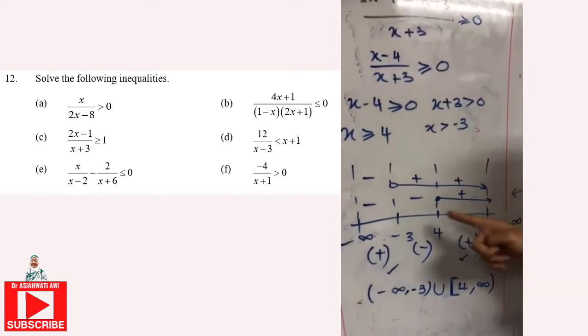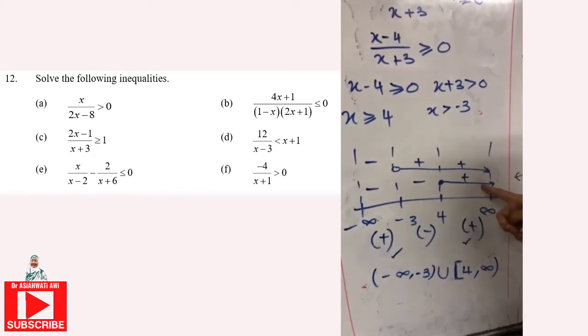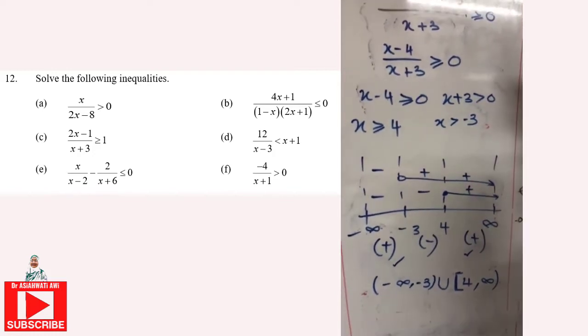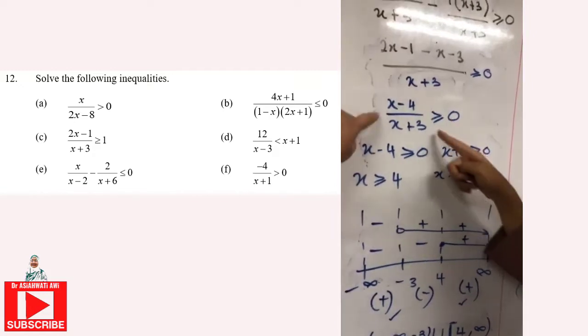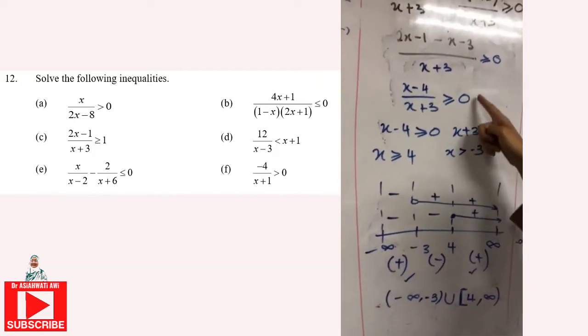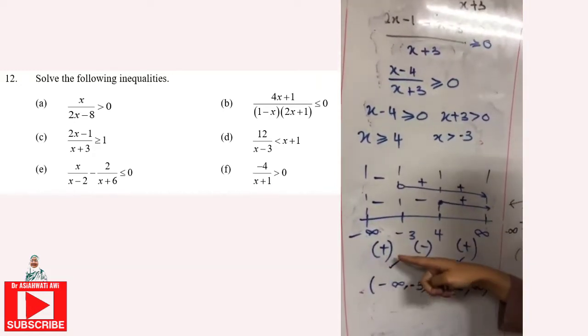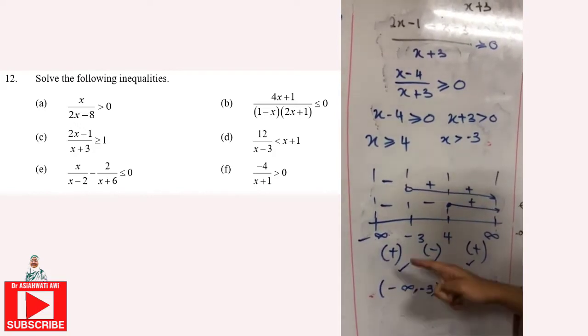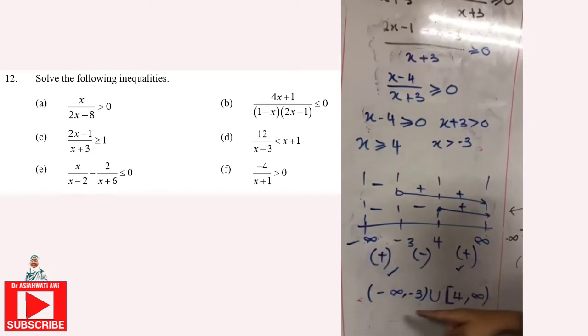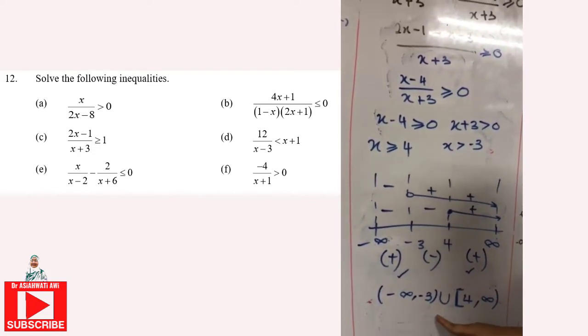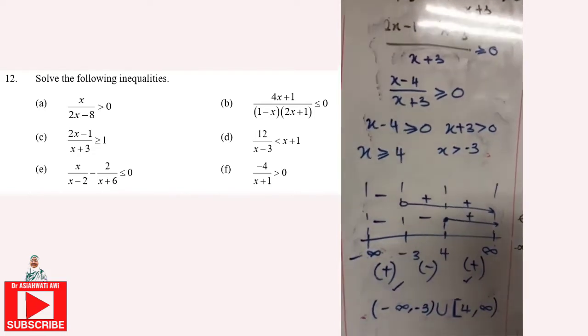Okay. Lepas tu kita buat number line ni. So dia greater and equals to 0, so kita kena ambil positive answer. So kita buat number line ni, kita ambil yang positif. Dapatlah yang ni. Okay. So boleh check lah.